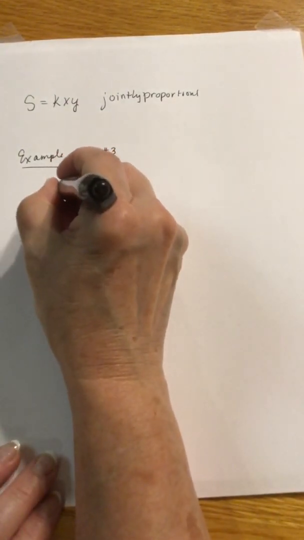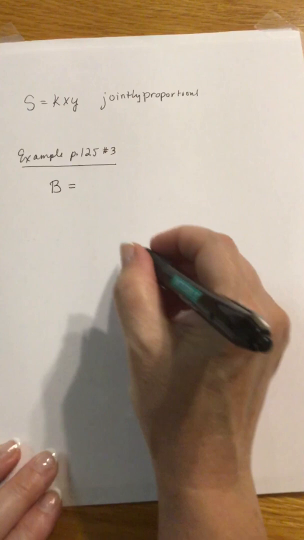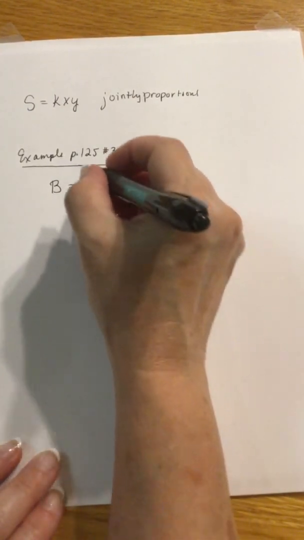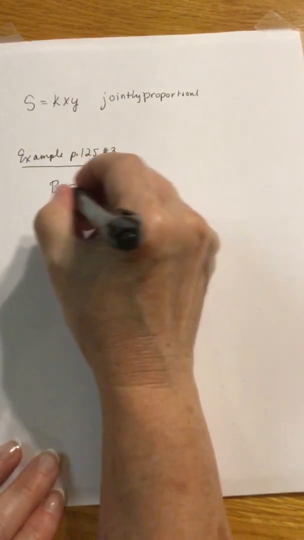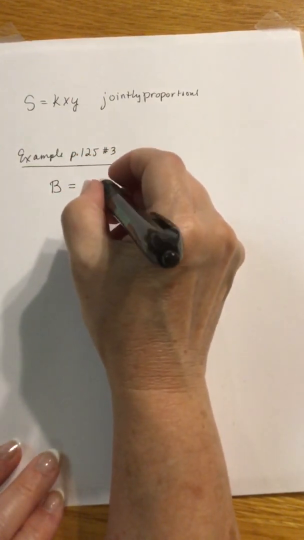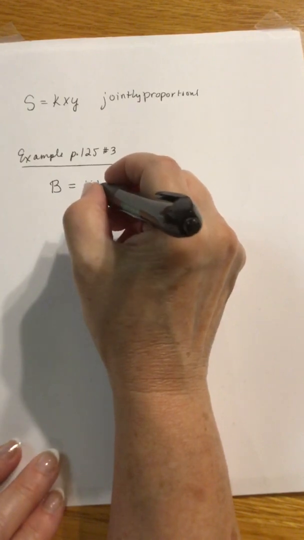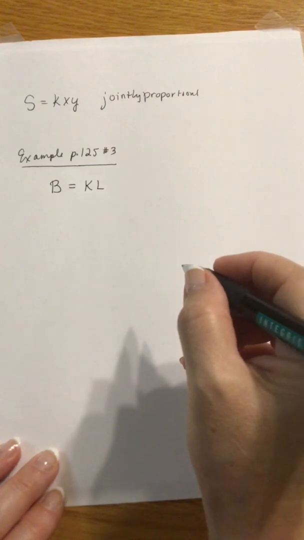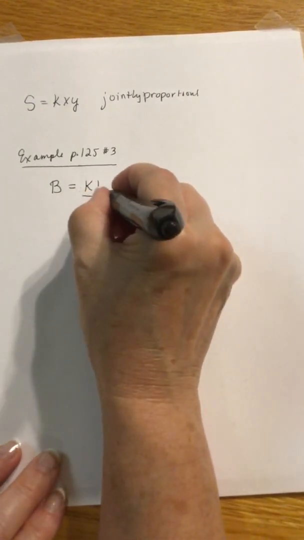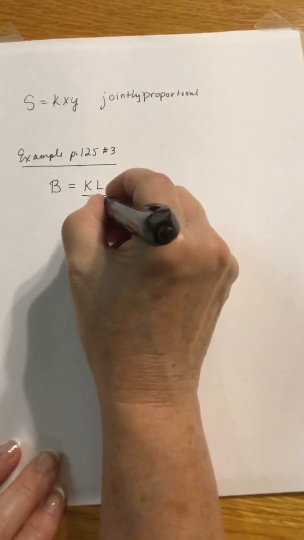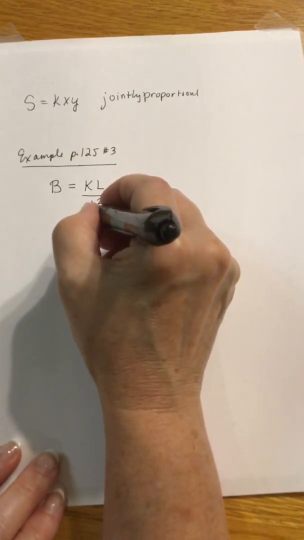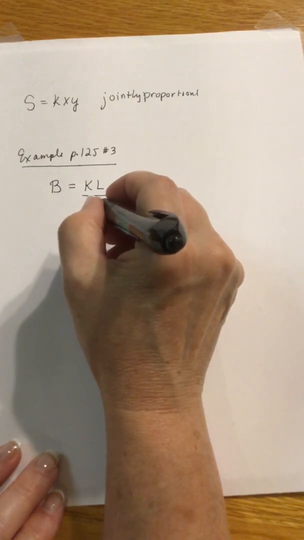Okay, so now we're going to say brightness, so B for brightness. It says that it's directly proportional to luminosity, so that would be our KL for direct variation. And then it says inversely proportional to the square of the distance. So inversely puts it in the bottom and it's got the square of the distance. So directly to L, inversely to the square of the distance. Does everybody agree with that?